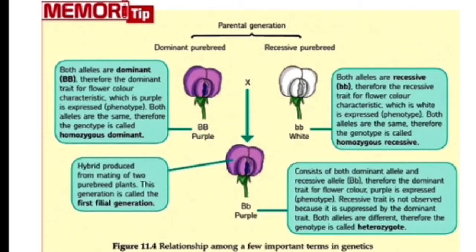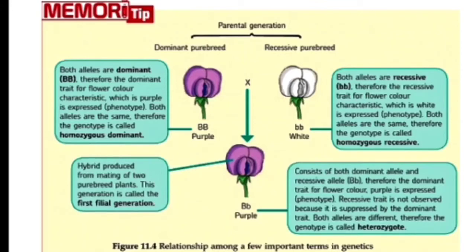For recessive purebred, both alleles are recessive or double B small letter. Therefore, the recessive trait for flower color characteristic, which is white, is expressed. Both alleles are the same. Therefore, the genotype is called homozygous recessive.